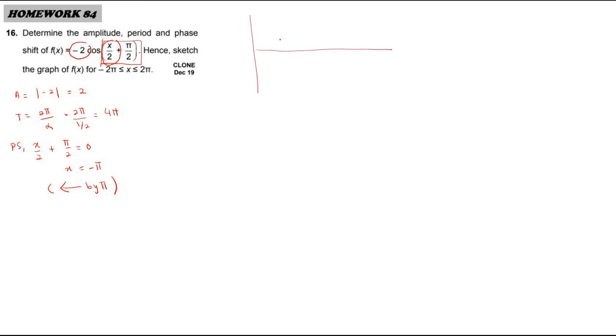Okay, the first graph. 1 cycle, eh? Amplitude 2, negative 2. And the size of 1 cycle is 4 pi. 3 pi, 2 pi, pi. Okay, this is 1 cycle of the graph. Amplitude 2, period 4 pi. Okay. So, soalan nak daripada negative 2 pi until 2 pi. So, kita akan ambil sampai sini. Then, kita akan extend sebelah lagi.